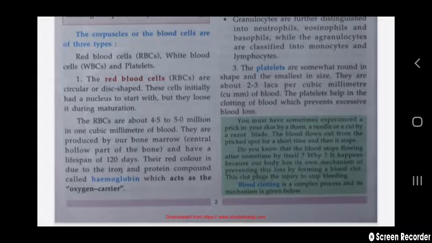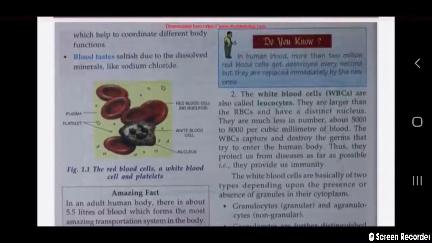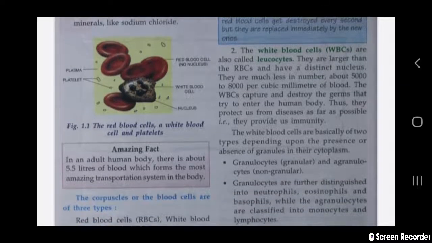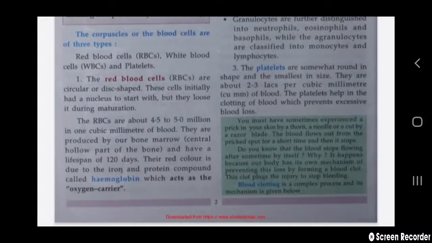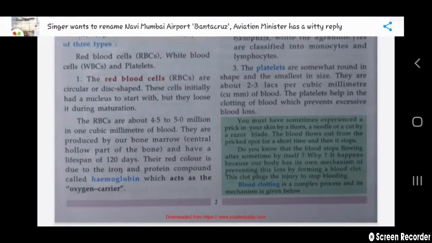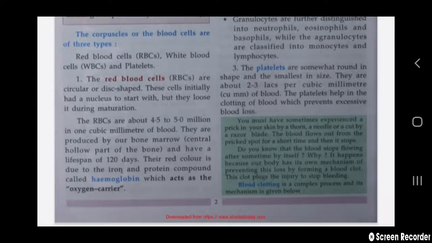And these cells initially had a nucleus to start with. Here you can see the red blood cells in a circular disc shape, and initially they had a nucleus, but they lose the nucleus while maturation happens in the blood. The red blood cells, or RBCs, are about 4.5 to 5.0 million in 1 cubic millimeter of blood.